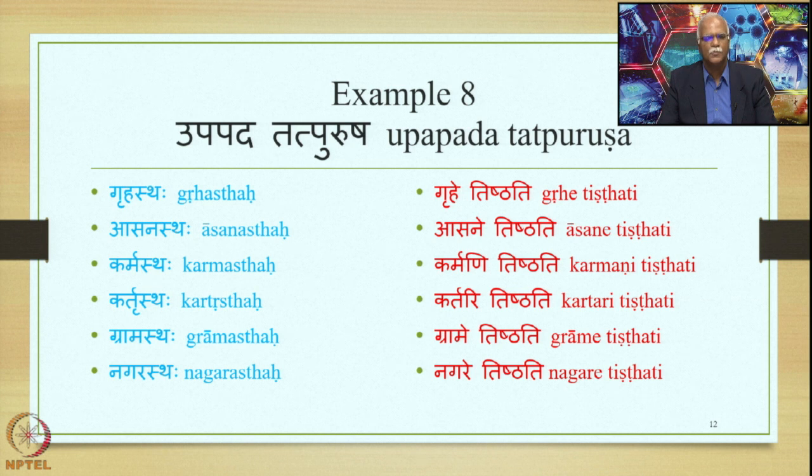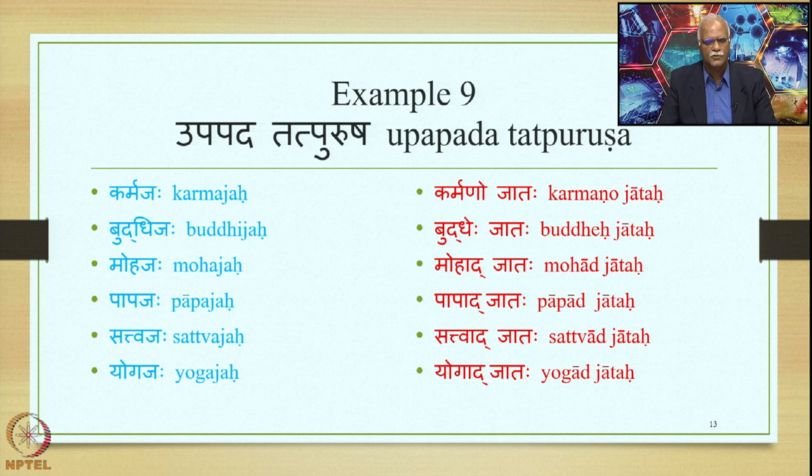These are the upapada tatpurusha compounds with the verbal root stha playing a major role in the derivation of this particular samasa. And the sutra that works here is supisthaha, prescribing the suffix ka, because of which the final a of stha gets deleted.